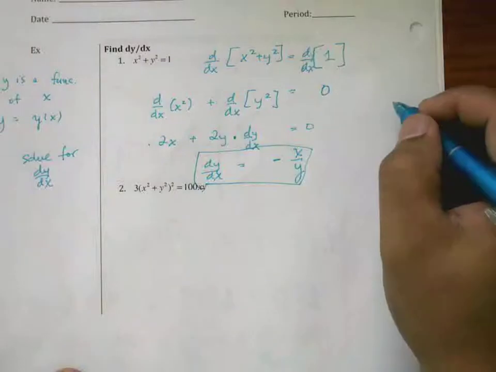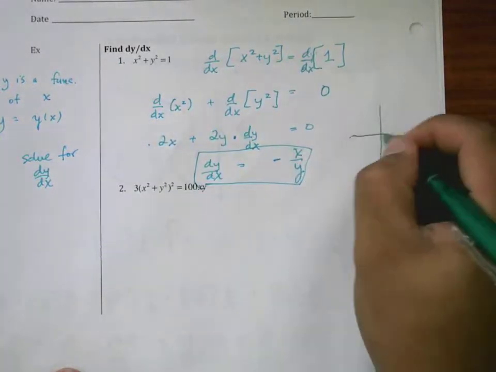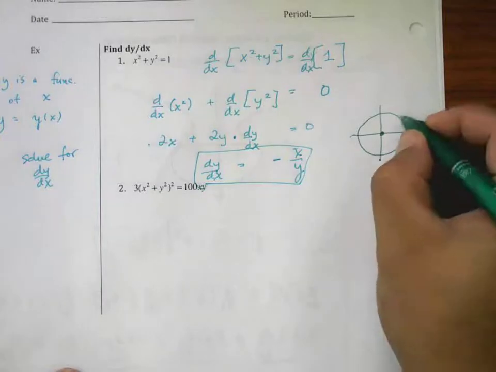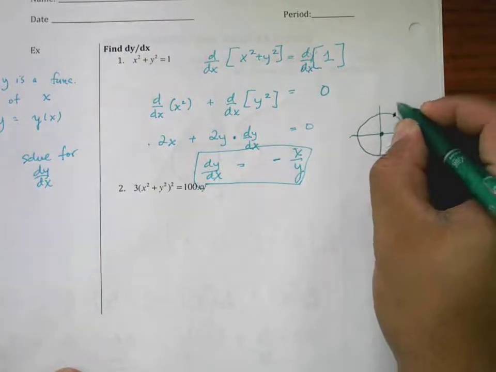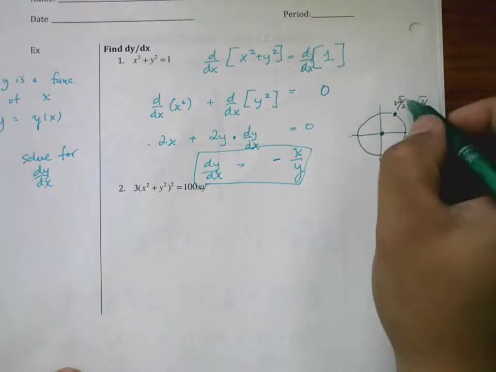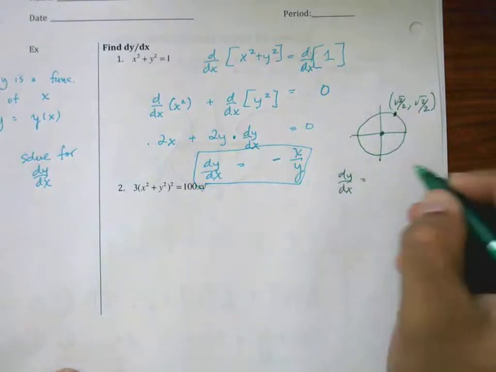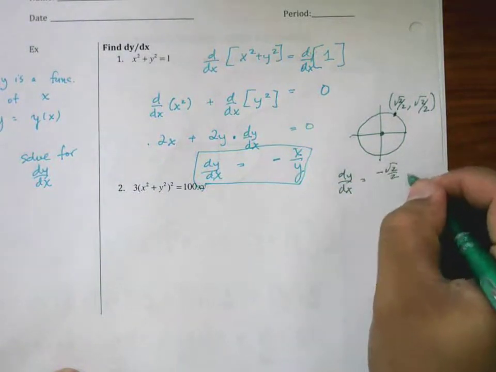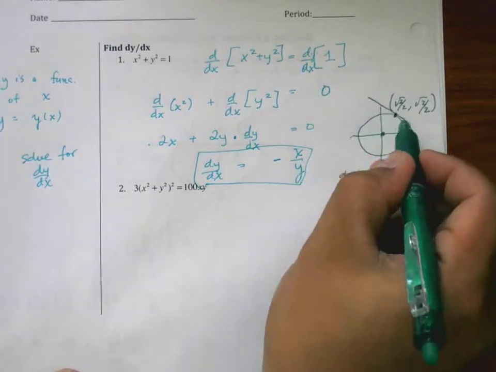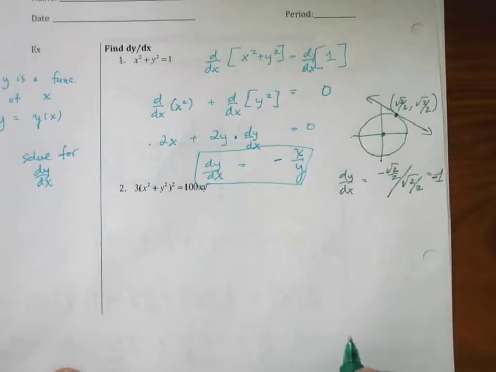And then just to give you an intuitive sense of what's going on here, this is really just a circle centered at 0, 0 with a radius of 1. And say I wanted to find the derivative at some point here. So let's say this point here is root 2 over 2, root 2 over 2. Then dy dx at that point is really just negative root 2 over 2 divided by root 2 over 2, which is negative 1. And we can kind of see that if we did construct a tangent line here, that tangent line would have a slope, it seems from the picture, of negative 1.